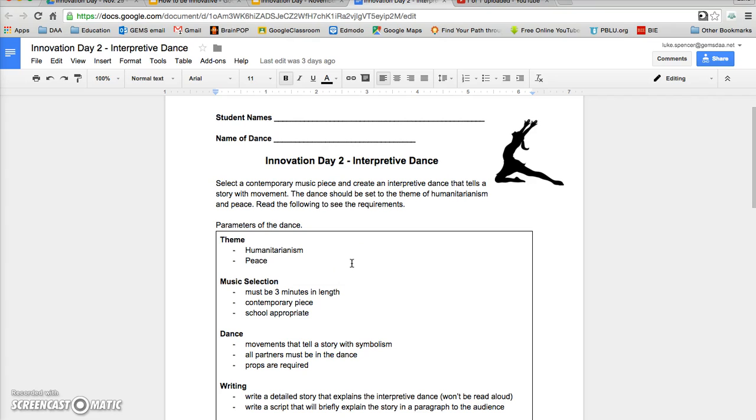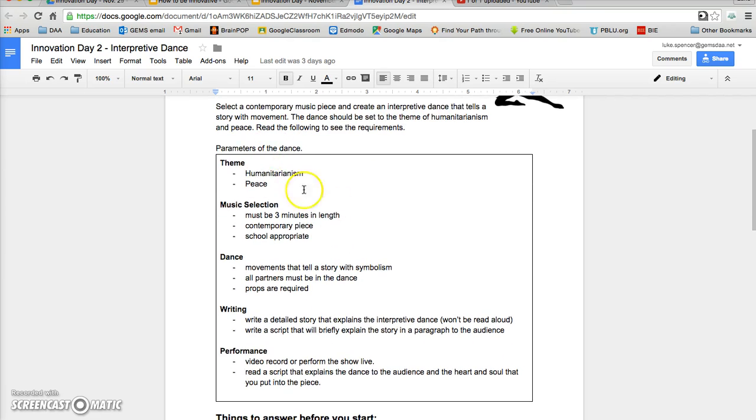So before we even look at the requirements, when we're talking about creating, we're talking about innovating. Guys, some of the things you have to focus on is the process, how you get there. Especially with the interpretive dance, it's not just about getting out there and just dancing immediately. It's about coming up with a vision of what this dance should be and making sure that all the pieces are fulfilling that vision. So here are some of the parameters of the dance.